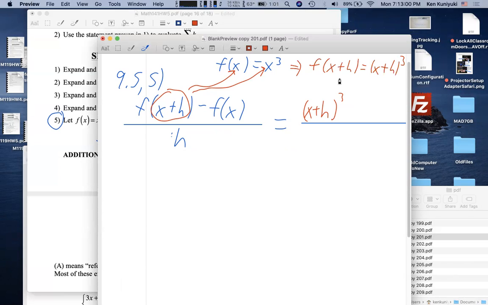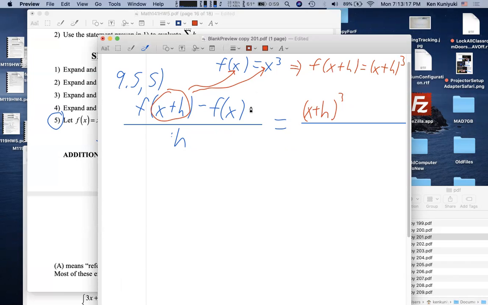Here, again, what does f do? It cubes its input in order to get the output. So here, you're cubing x. Here, you're cubing x plus h. Another way to look at it is a substitution. Every time you see an x here, you substitute it with the quantity x plus h.